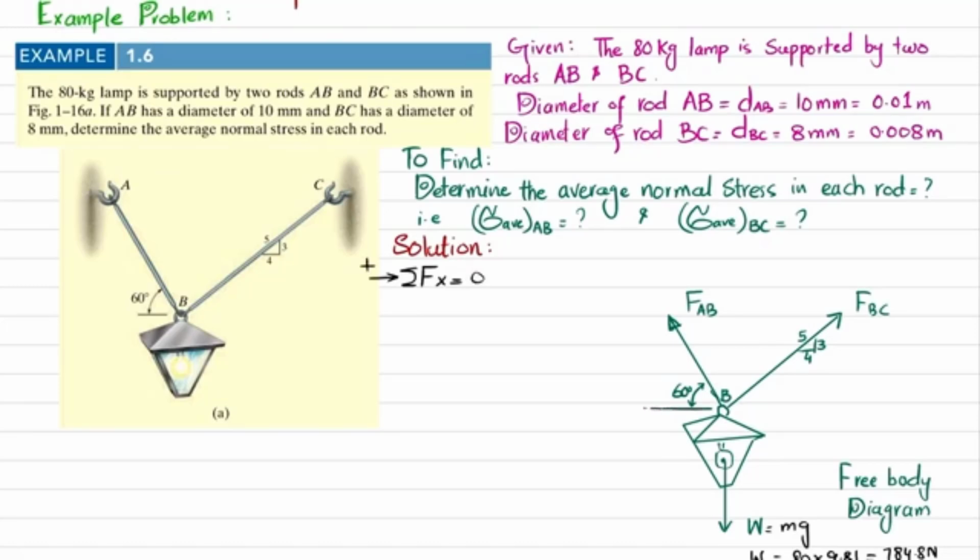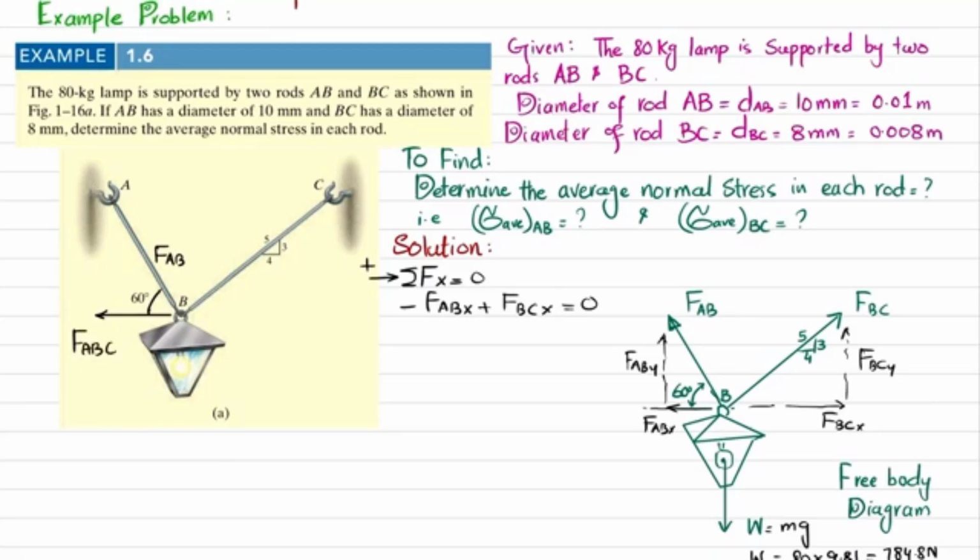You can see that FAB will have two components, one along x which will be FABx, and one along y which will be FABy. Similarly, FBC will have two components, FBCx and FBCy. So from here, minus FABx plus FBCx will be equal to 0. This angle is 60 degrees and this is FAB, so this component will be equal to FAB cos 60 degrees and the vertical component will be equal to FAB sin 60 degrees. Why? Because cos 60 degrees is equal to FABx divided by FAB, so FABx will be equal to FAB cos 60 degrees. Similarly, the FABy component will be FAB sin 60 degrees.